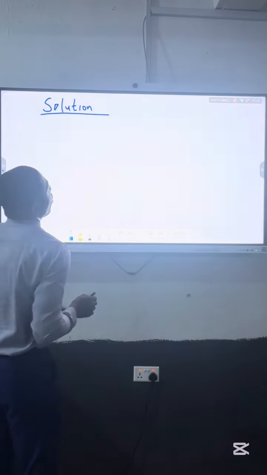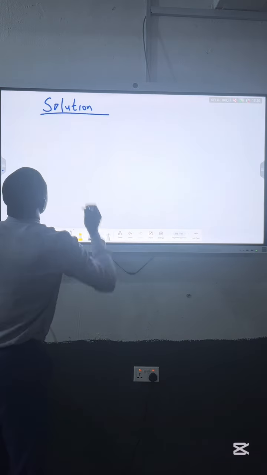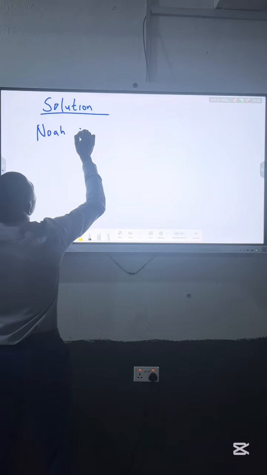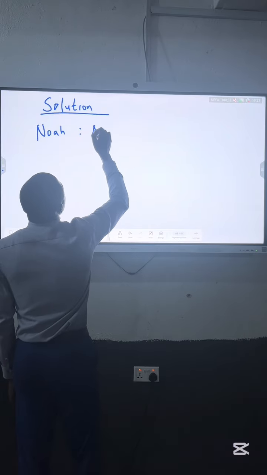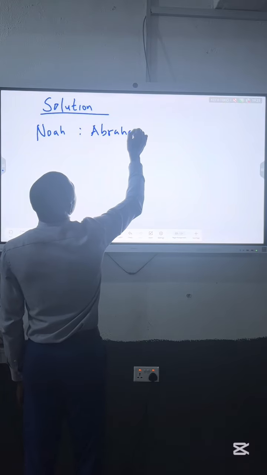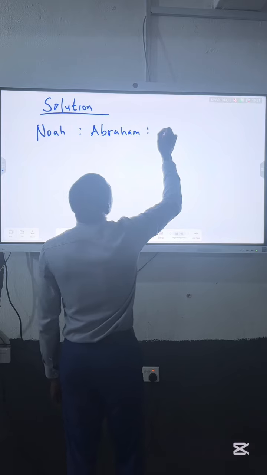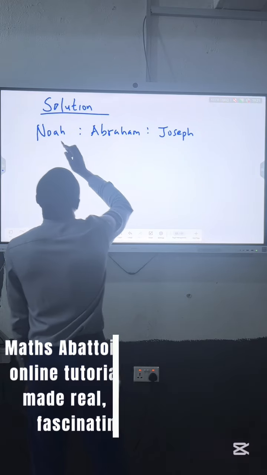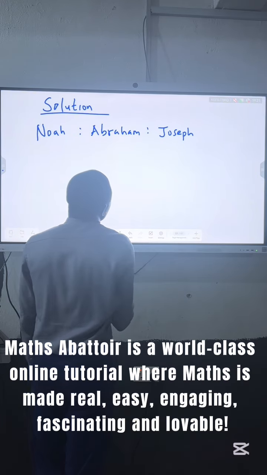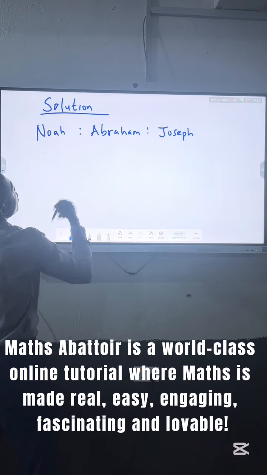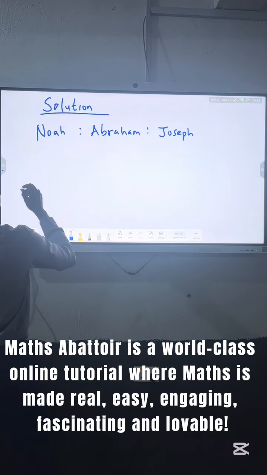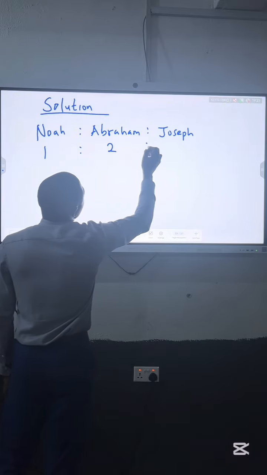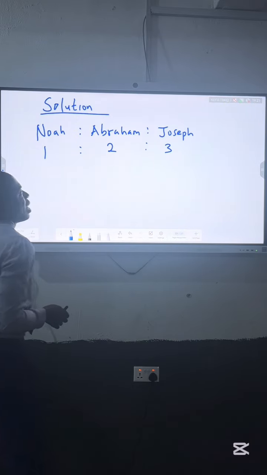All right, so look at it here. We want to share that. So we're going to say, according to the question, we have Noah ratio Abraham, and then ratio Joseph. Or you can simply say Noah is to Abraham is to Joseph. Now the ratio is 1:2:3. That's the same ratio.